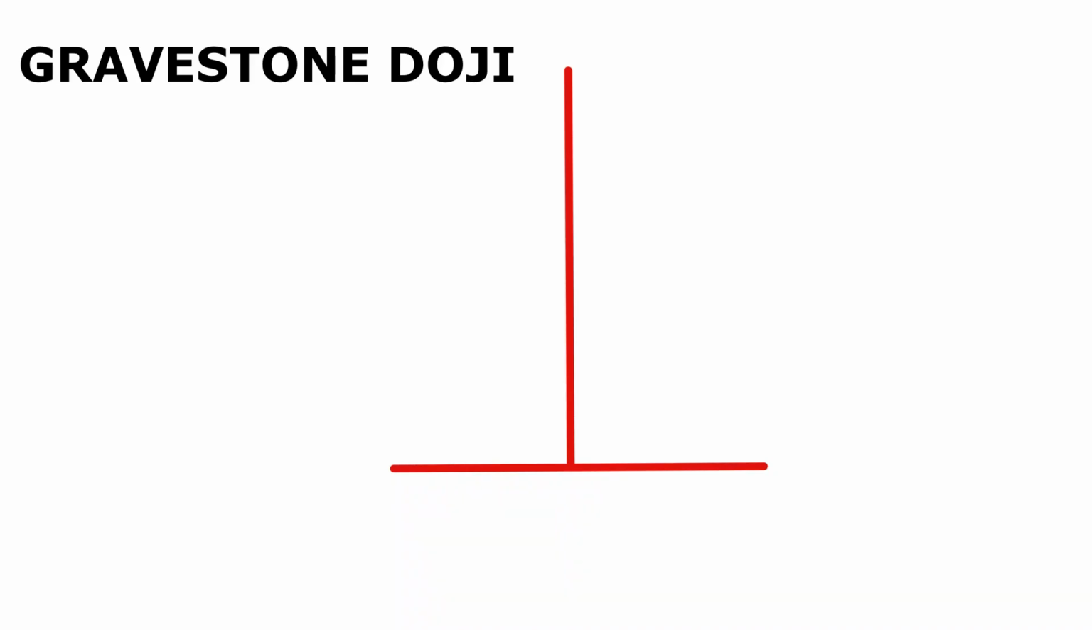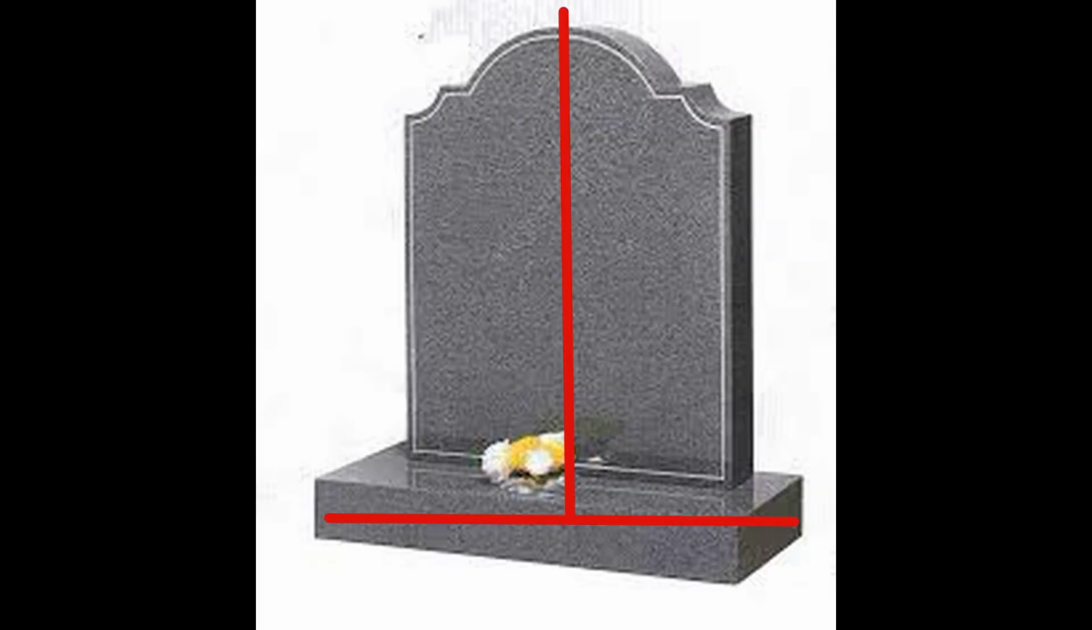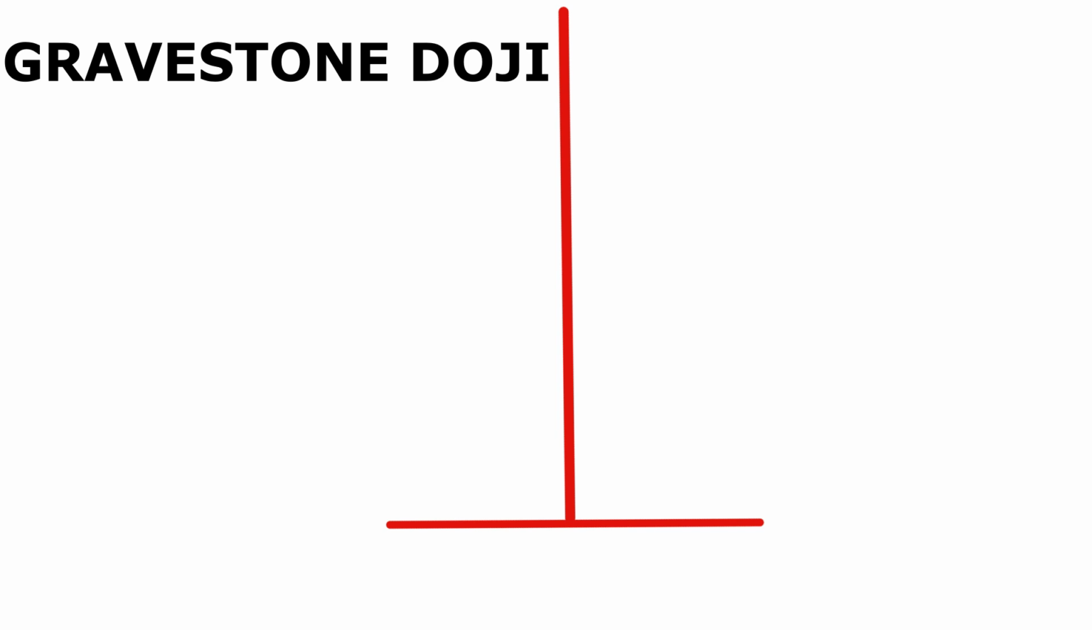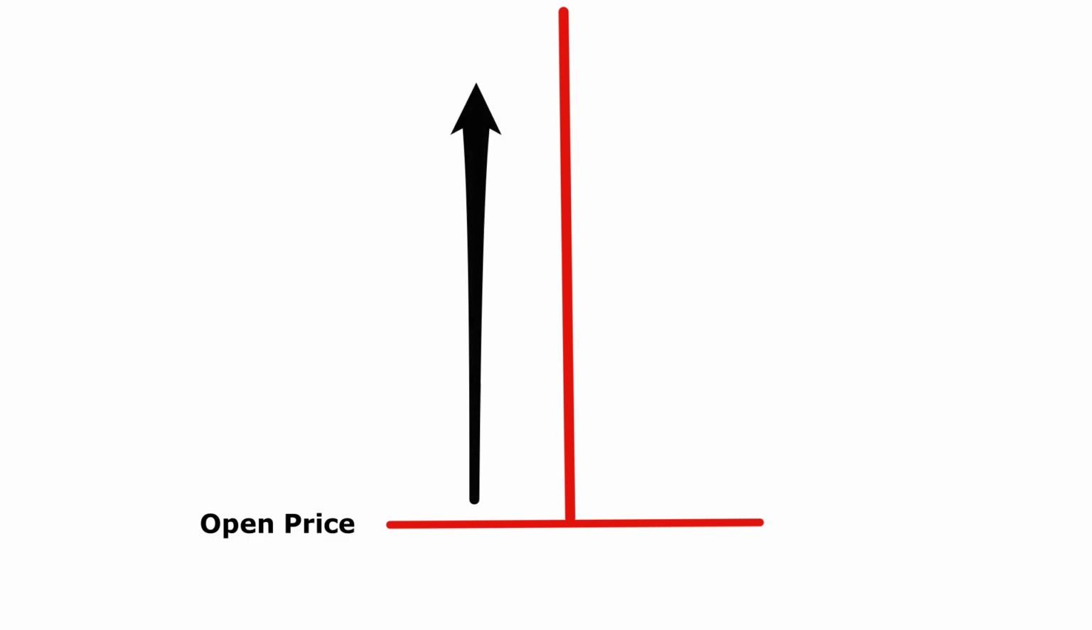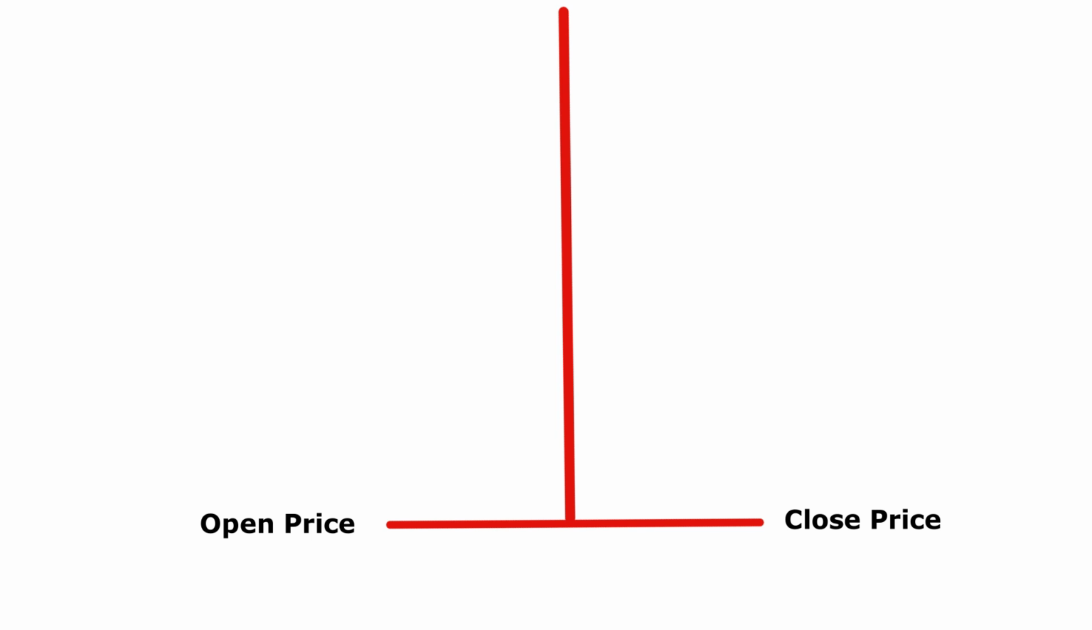A gravestone doji is so named because it resembles a gravestone, and is characterized by a long upper wick. Price opens at the bottom of the candlestick. It runs up, gets rejected at the top of the candlestick, and comes back down to close again at the same price level at which it opened.